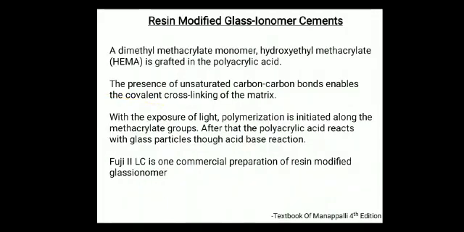In resin modified GICs, a dimethyl methacrylate monomer, hydroxyethyl methacrylate HEMA, is grafted to polyacrylic acid. The presence of unsaturated carbon-carbon bonds enables the covalent cross-linking of the matrix. With the exposure to light, polymerization is initiated along the methacrylate groups, after the polyacrylic acid reacts with the glass particle through acid-base reaction. Fuji 2LC is one commercial preparation of resin modified GIC.